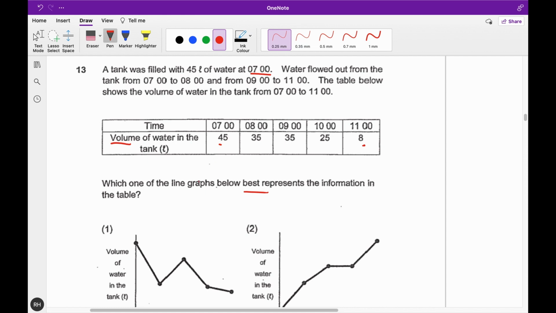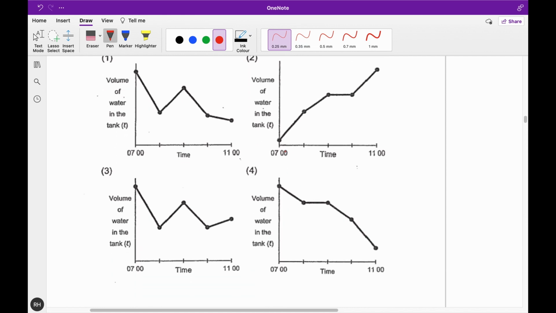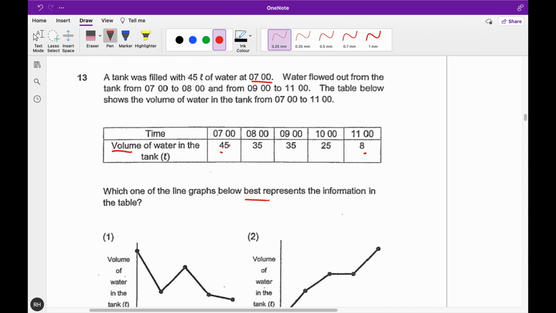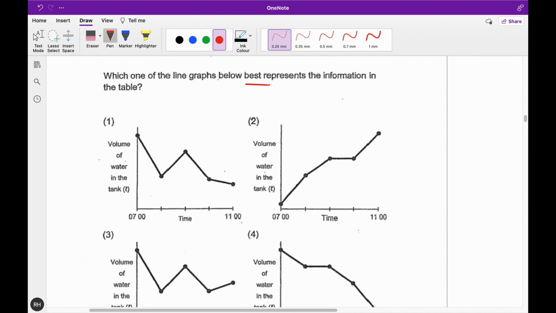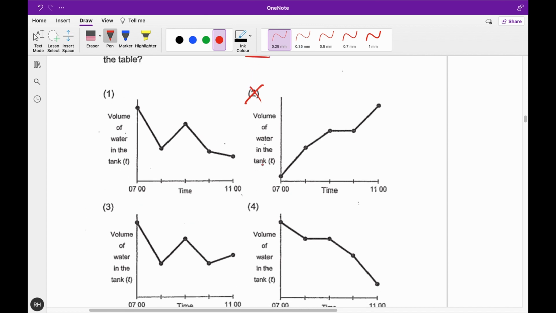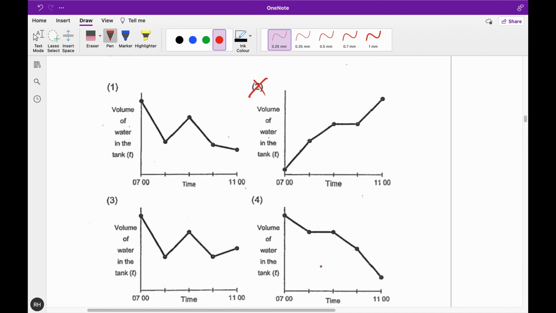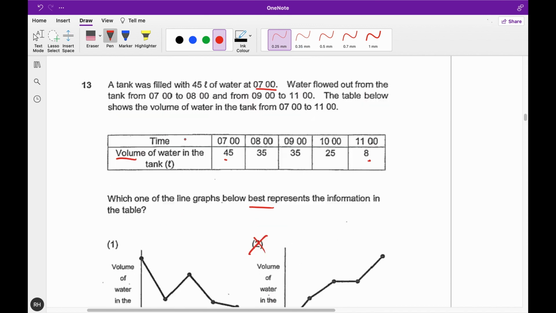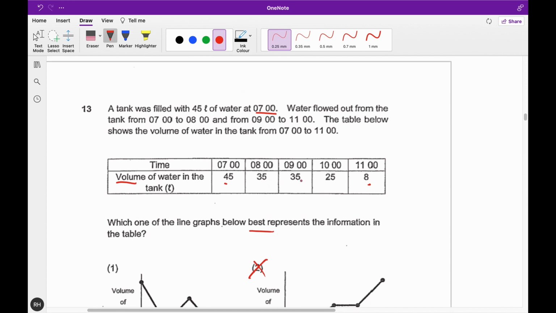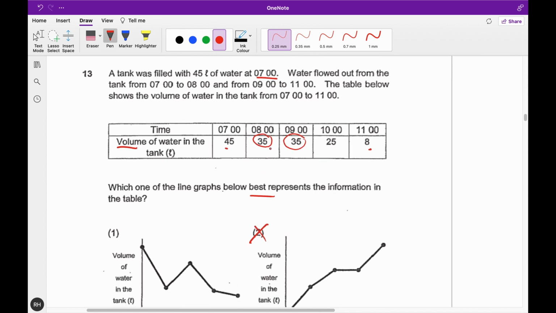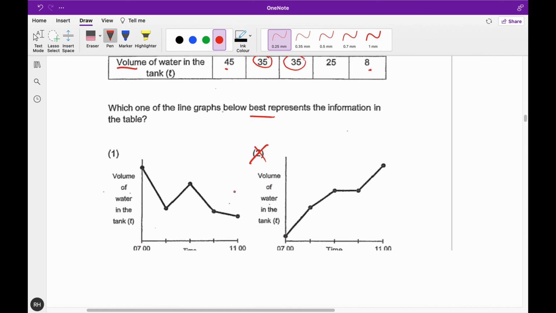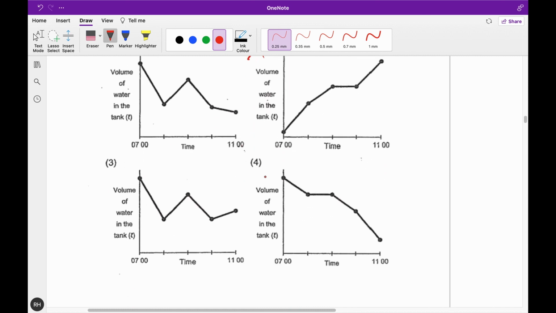So at 7 a.m. it was at 45. Okay, so we can gradually see that the number is decreasing. So anything that is going up, like option 2, is definitely not a good representation. Okay, we want the line to be going downward. It's a downtrend. Alright, so next thing we want to observe is that 8 and 9 a.m. Okay, they are both at 35 because the water did not flow out. So from 8 to 9 a.m. the line should be straight.